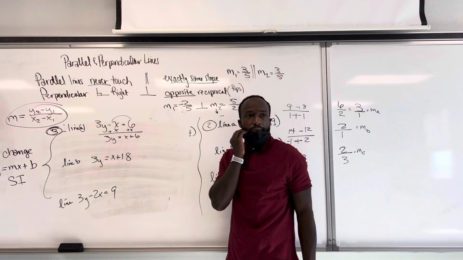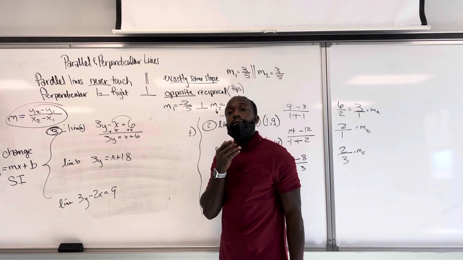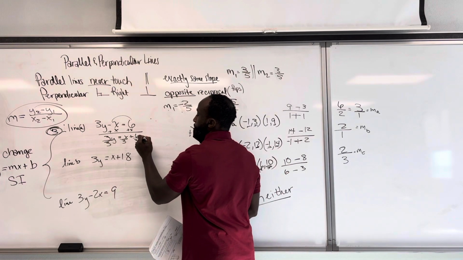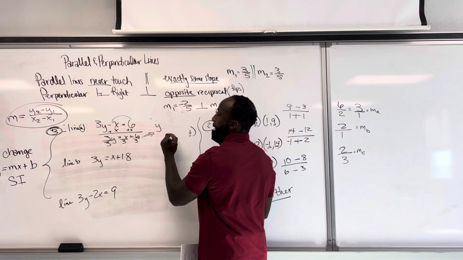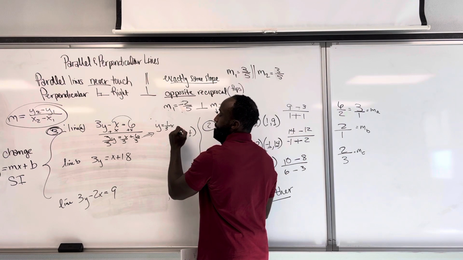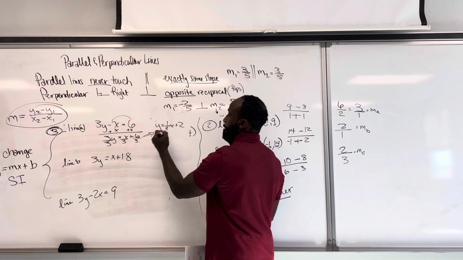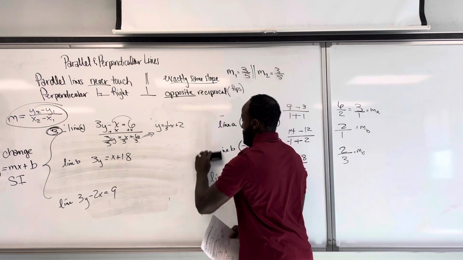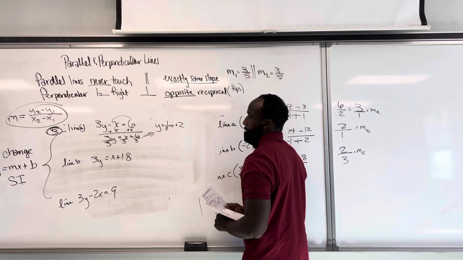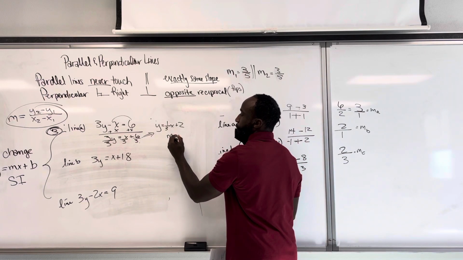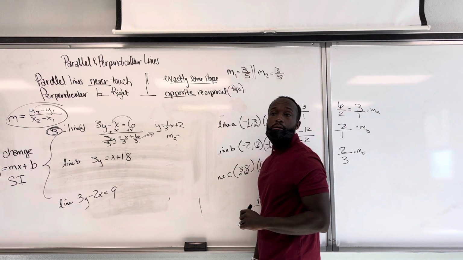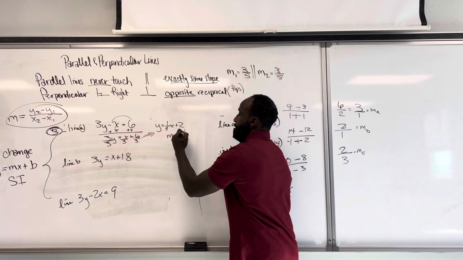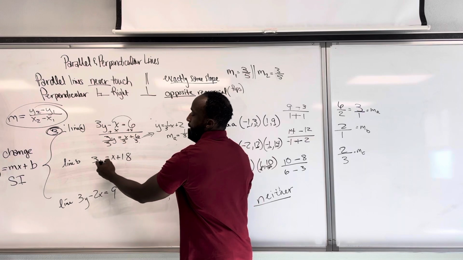And then what? Divide by what? 3. Yeah. Divide everything by 3. So the equation is going to be y equals 1/3 x plus 2. 6 over 3 is 2. All right? Everybody gets so far. So here, the slope for line A is what? 1/3. Yeah, 1/3 is the slope.